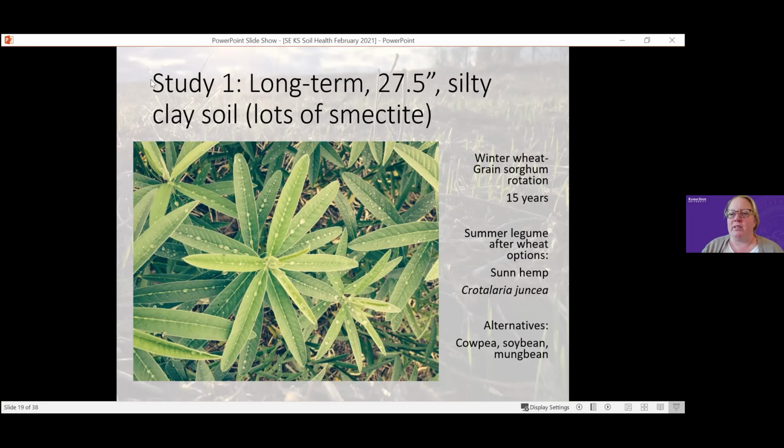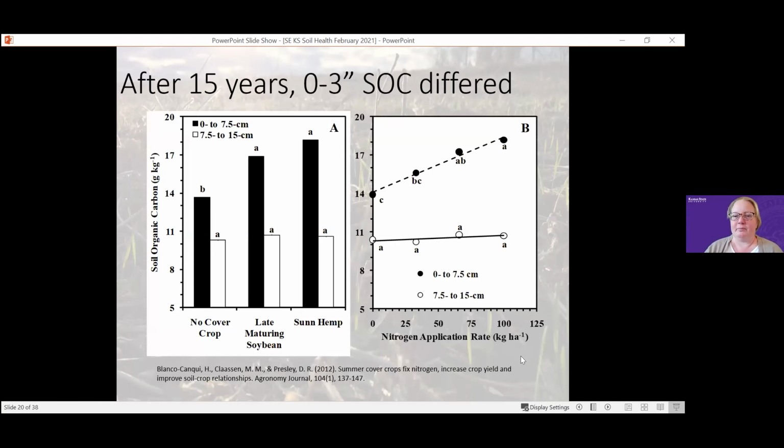This was a winter wheat grain sorghum rotation that was done for 15 years. After the wheat, they would grow one of three things: either nothing, so no cover crop, or they'd use sun hemp as a cover crop, which is Crotalaria juncea, or they would use soybean as a cover crop. It was a late maturity group that didn't put on any seeds. Some alternatives, if you don't want to grow sun hemp, would be cowpea, soybean, or mung bean.